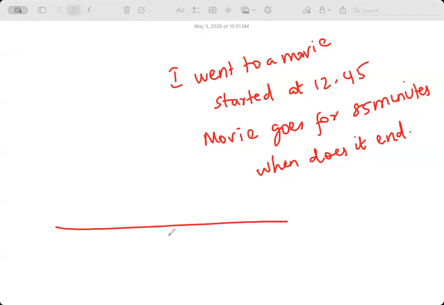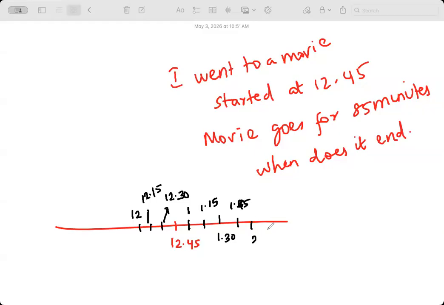See, I went for a movie. It started at 12:45. When I draw a number line, I always do it in terms of 15 minutes. That's always nice to have. So this will be 12:30. You should always know to count by 15 minutes. This is 12:15. So 12, 12:15, 12:30, 12:45, 1, and then again 1:15, 1:30, 1:45, then 2, 2:15, 2:30. It's always good to do 15-minute intervals.